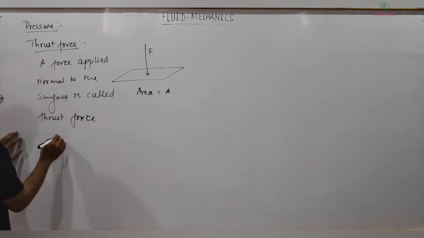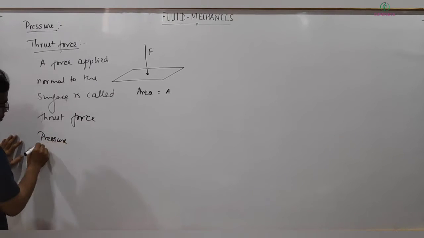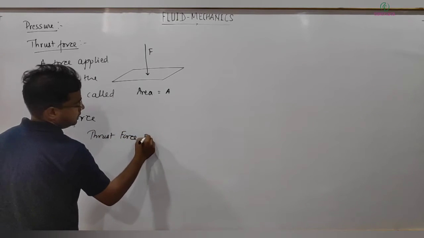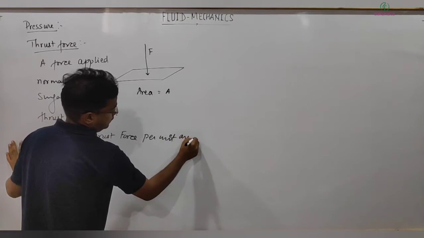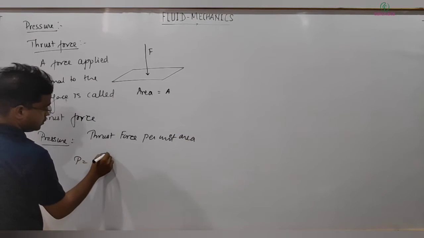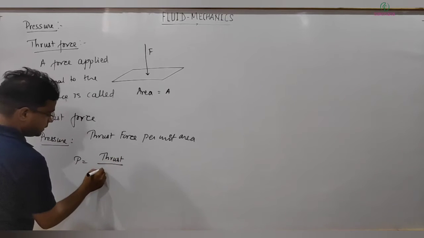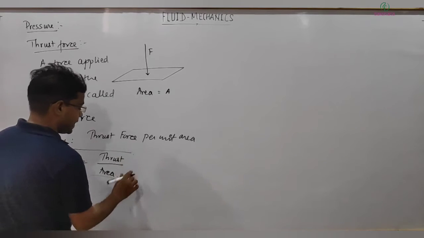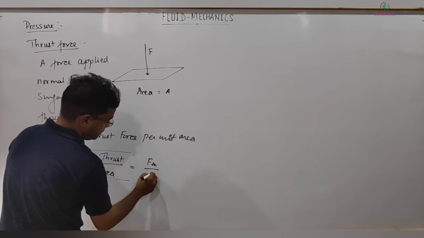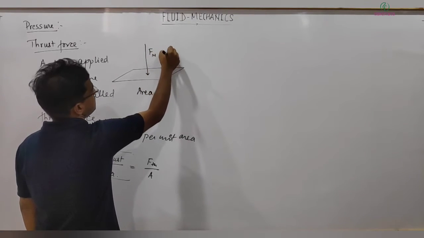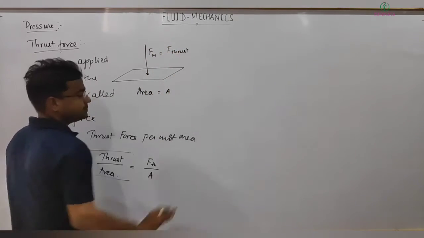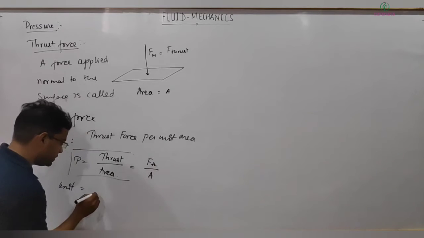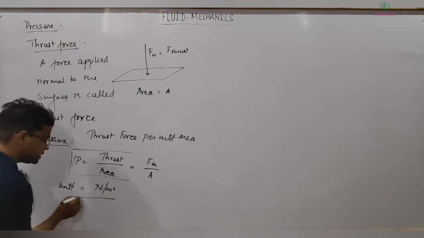Then pressure is simply defined as thrust force per unit area. Or you can say pressure is equal to thrust force divided by area. So this can be written simply as F thrust divided by area. This normal force is also called thrust force. Simple definition. The unit is easy: Newton per meter square will be the unit.